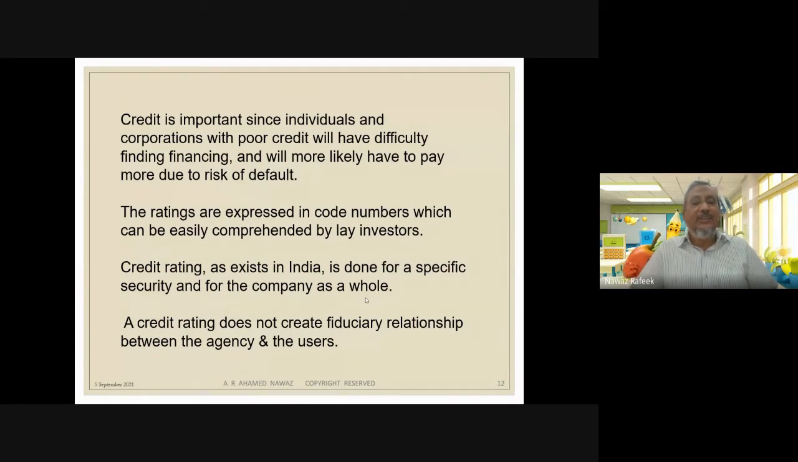Credit rating does not create a fiduciary relationship between the agency and the users. They are one of the important factors. The rating agencies are very independent, not biased. A fiduciary relationship is not there. That means the companies which are awarded a rating cannot influence the rating agencies. So they give independent ratings.